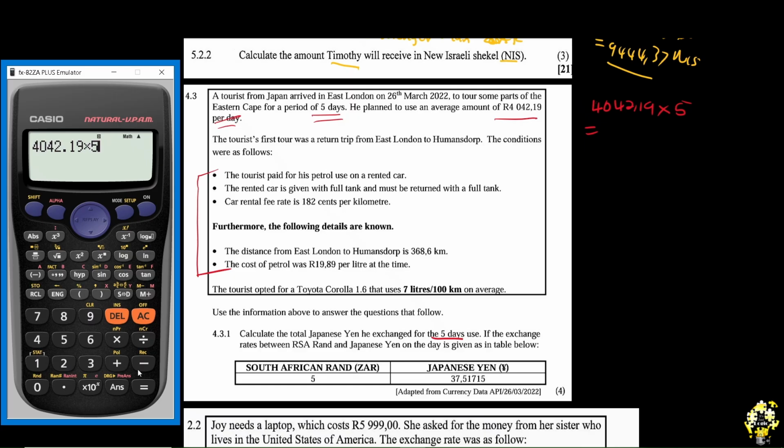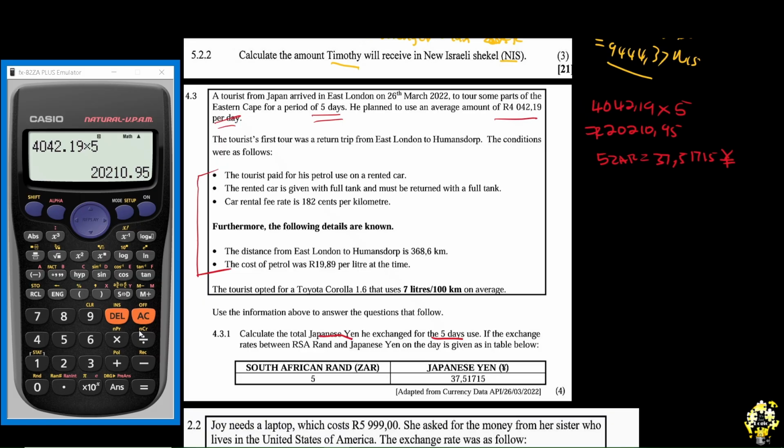So it's 4,042.19. When you multiply it by 5, you actually get 20,210.95 South African rands. Now, how do we convert it to Japanese yen so that we can see the total of Japanese yen he exchanged for the 5 days? Again, start with the conversion factor. The conversion factor says that 5 South African rand is equal to 37.51715 Japanese yen.